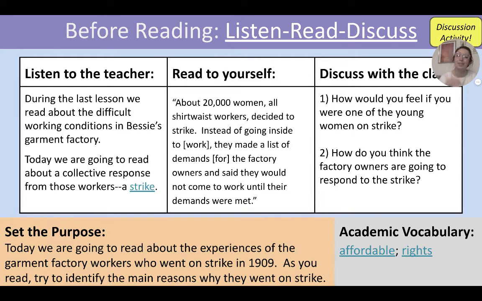All right, so setting the purpose for our reading, we're going to read about the experiences of the garment factory workers who went on strike in 1909. As we read, we're going to try to find the main reasons why they went on strike.